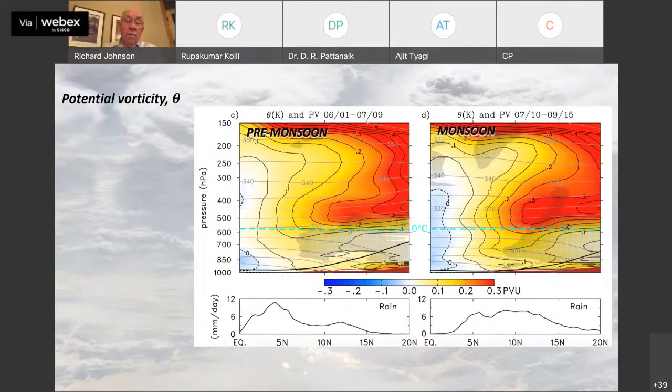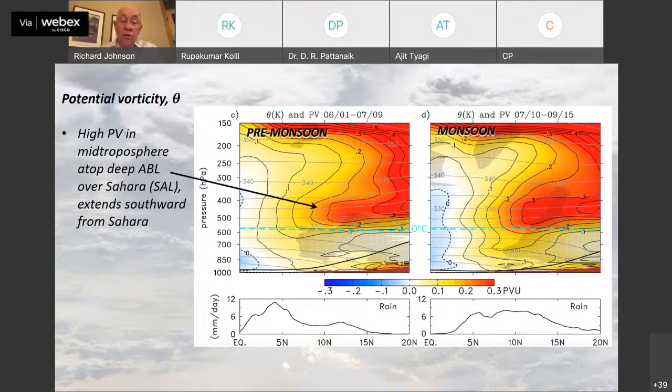These plots show the potential vorticity field pre-monsoon and monsoon. There should be an arrow there that shows the colors are the potential vorticity field, and there are also contours on those. We also put the rainfall in the lower panels. Prior to the monsoon, you can see there's a tongue of high PV that extends from 20 north southward to 5 to 10 north from the subtropics. This high PV is associated with the deep convective boundary layers over the Sahara that raise a lot of dust, and you get convective heating and enhanced stability at the top of this deep adiabatic layer, which leads to these high values of PV, which extrude toward the tropics.